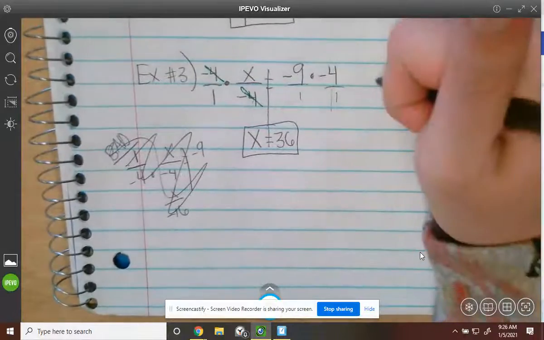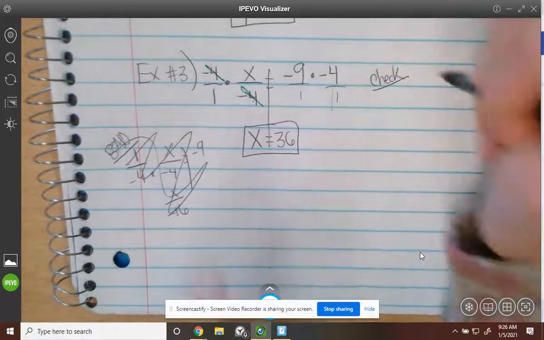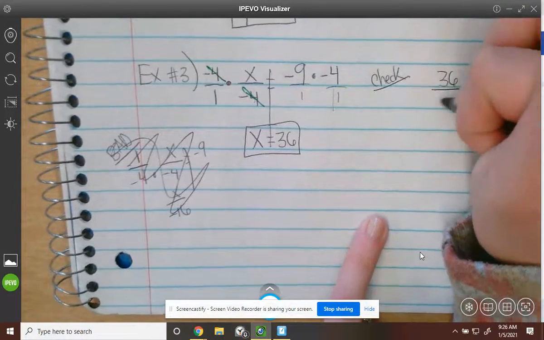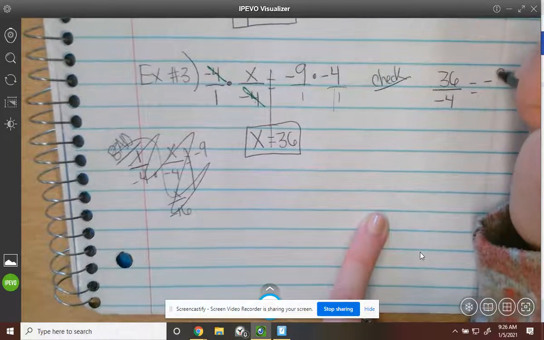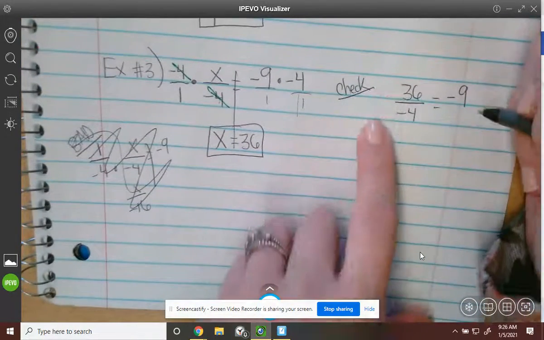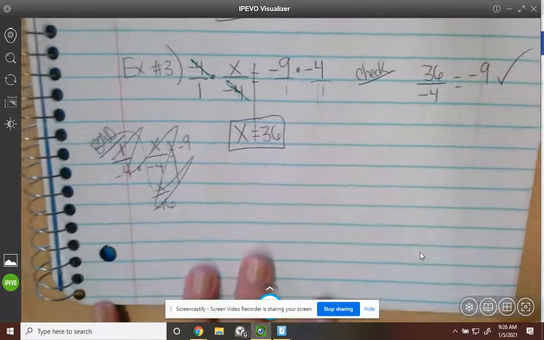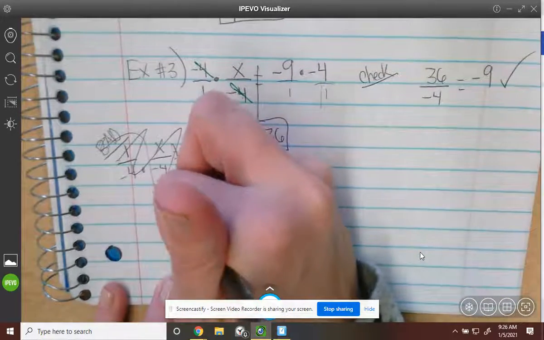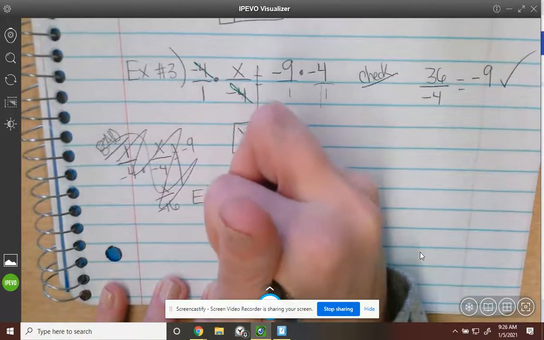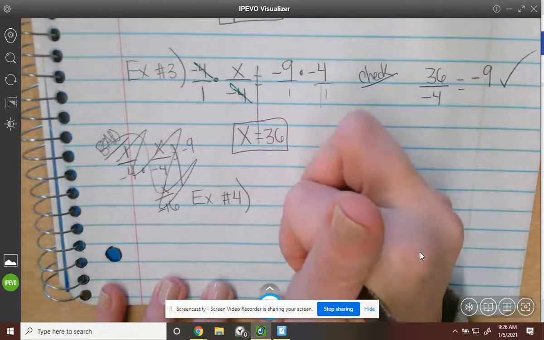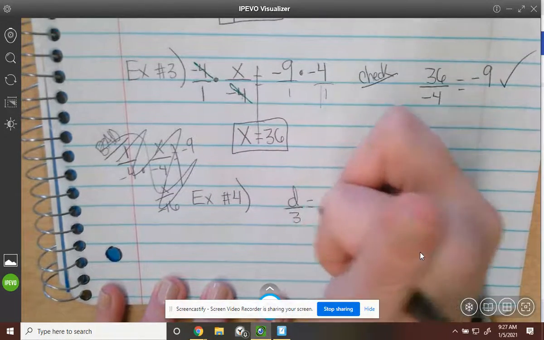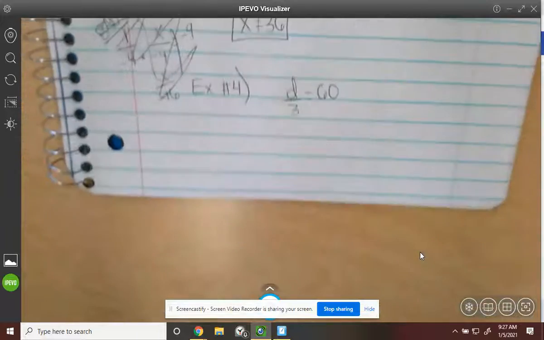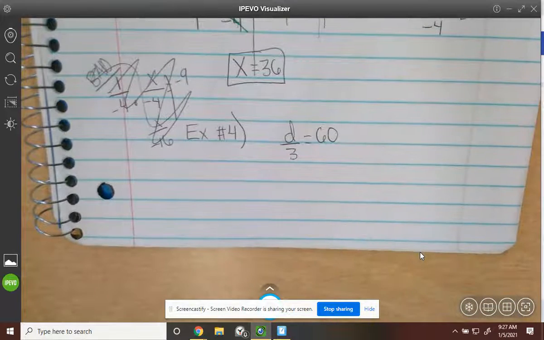Okay, I'm going to check that. 36 divided by -4 is -9. Even just saying that out loud, I know that's correct. So I'm good to go. All right, last one. I want you to try to do this one on your own. D over 3 equals 60. So pause this, try to do it on your own.